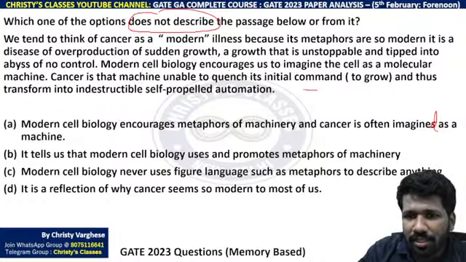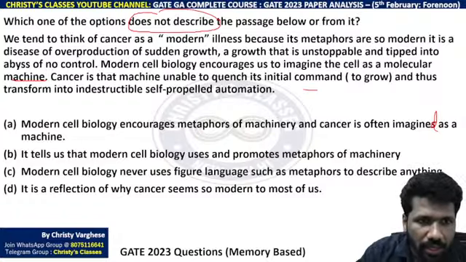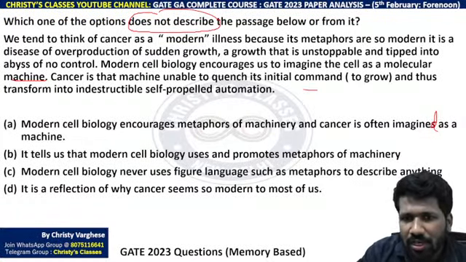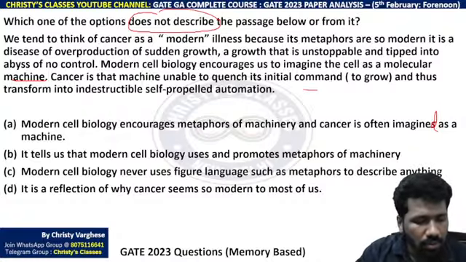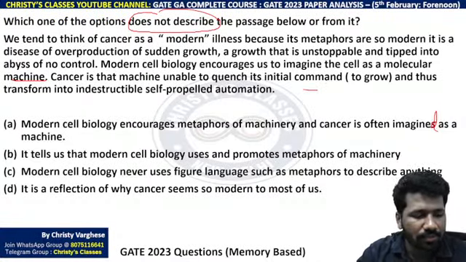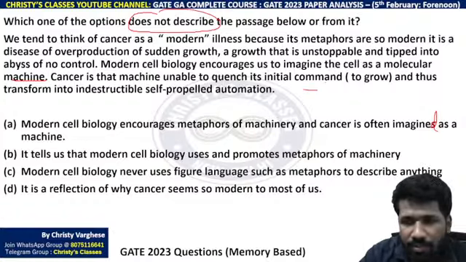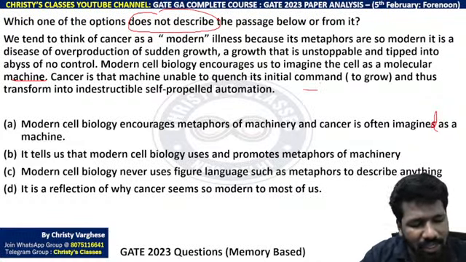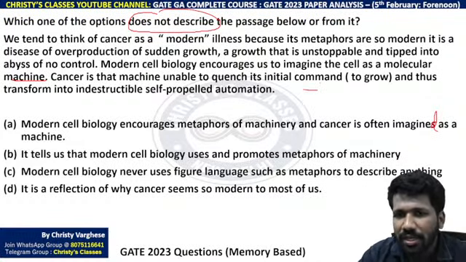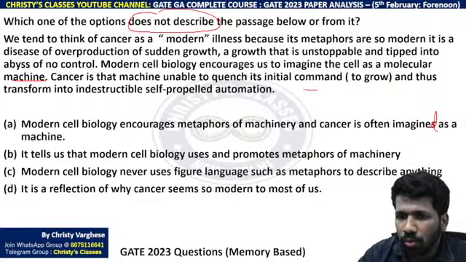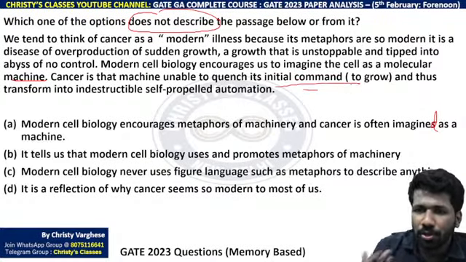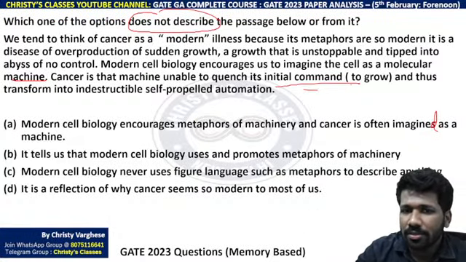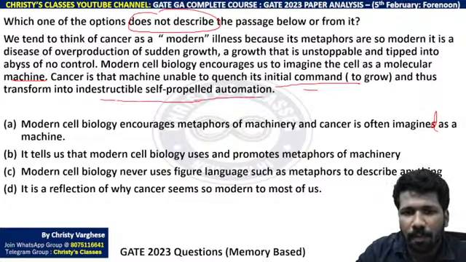Modern cell biology encourages us to imagine the cell as a molecular machine. Cancer is that machine unable to quench its initial command. We are asked to think of it like a machine which is unable to quench. Quench means satisfy by drinking. Its initial command is to grow. The initial command of a cell is to grow. You know cells multiply. So its initial command to grow, and thus transform into an indestructible self-propelled automaton.